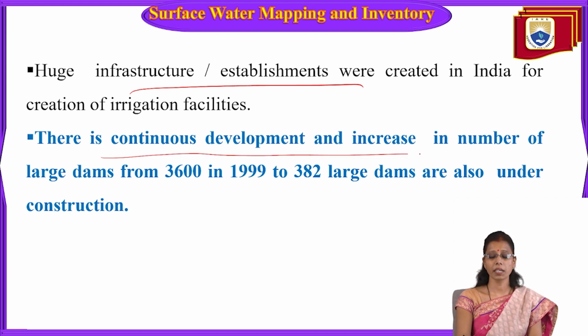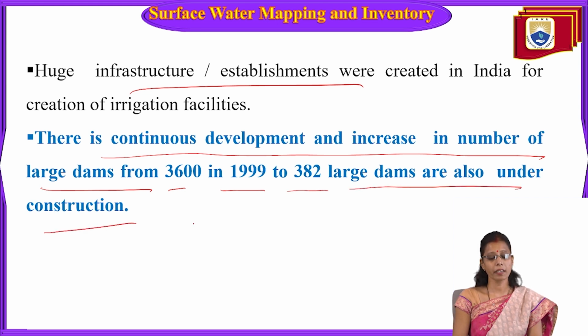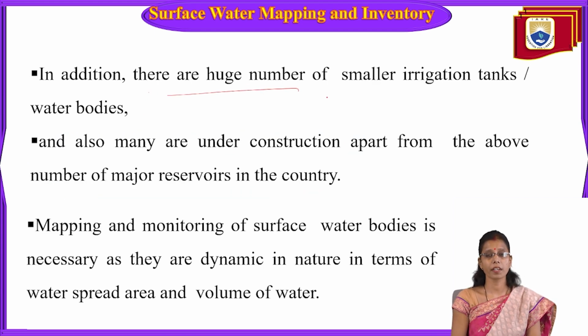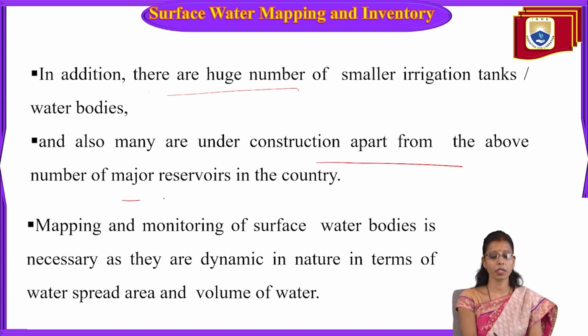But there is a continuous development and increase in the number of large dams. Large dams went from 3600 in 1991 to 382 more large dams also under construction. So you can just imagine, in the present condition, how many dams will have been added to this. Because of this water problem, these dams are constructed in such areas. In addition, there are a huge number of smaller irrigation tanks and water bodies, and many are also under construction, apart from the above number of major reservoirs in the country.